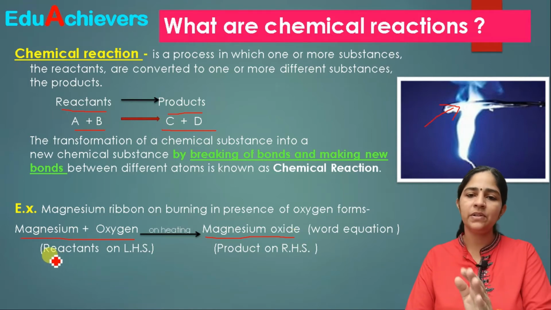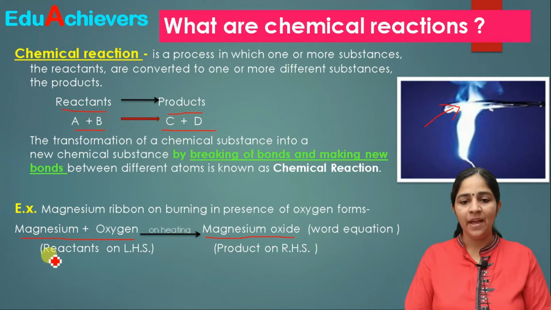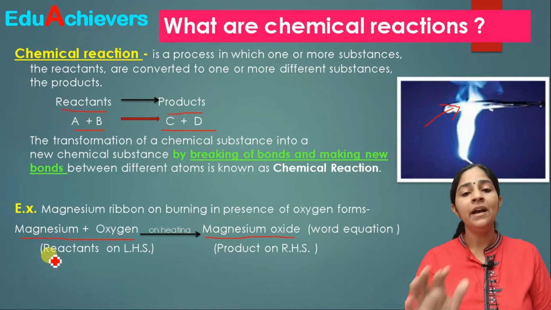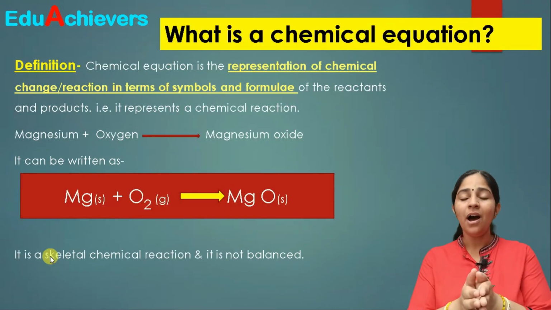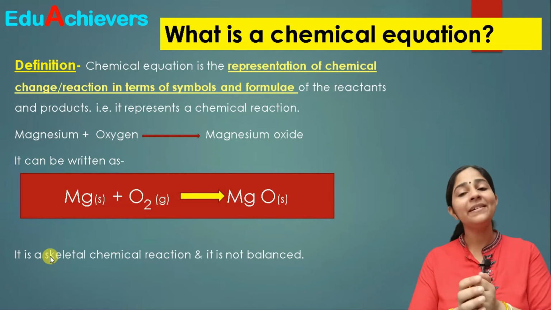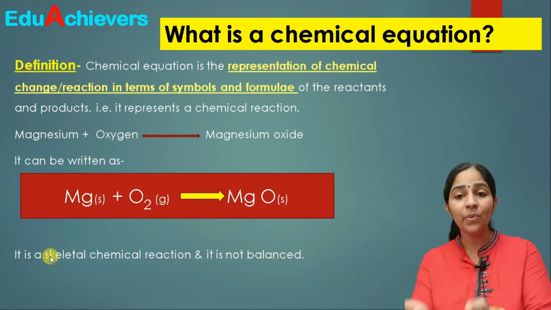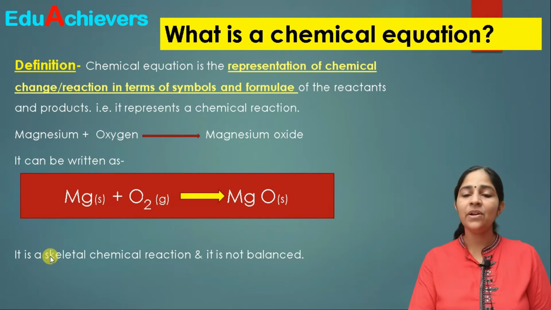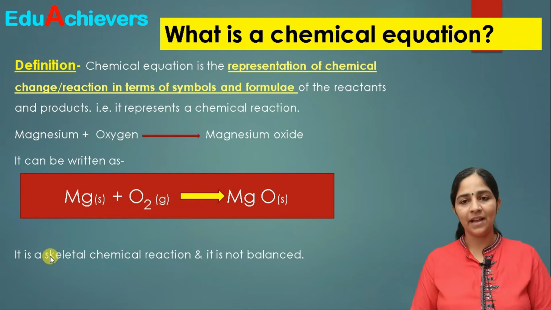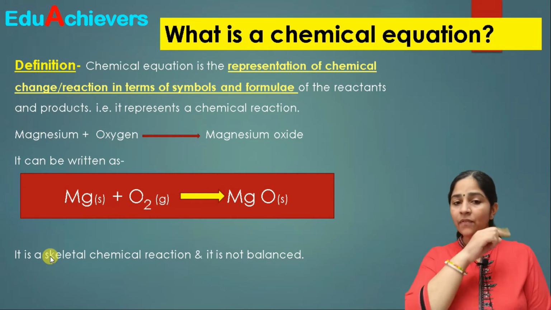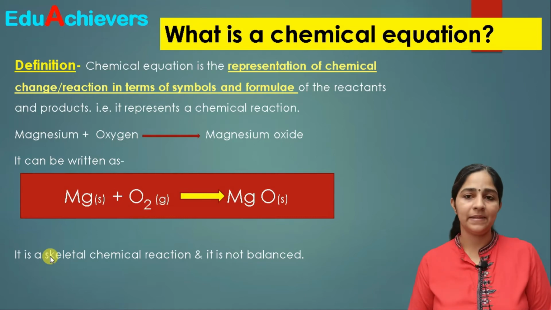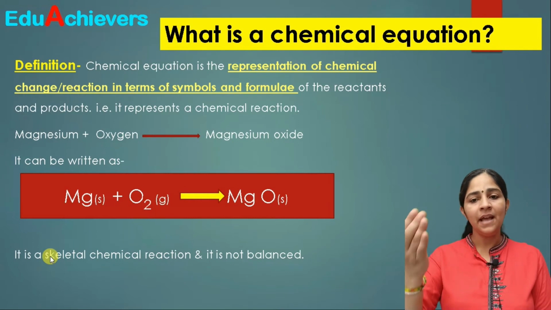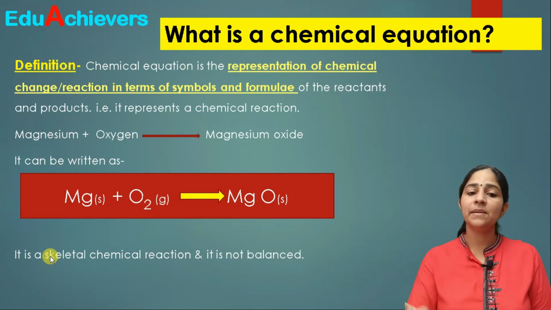Now here I have shown you that reactants, as a rule, are always written on the left hand side of the arrow and products are written on the right hand side of the arrow. So we need to take care when we are writing a chemical reaction. Now how is a chemical reaction written? A chemical reaction is written as a chemical equation. The chemical equation is a representation of a chemical change or a chemical reaction, in the form of symbols and formulas. A chemical change is represented as a chemical equation by using symbols and formulas.